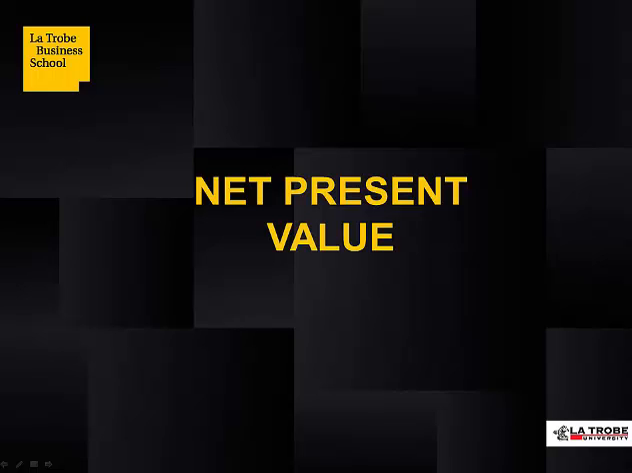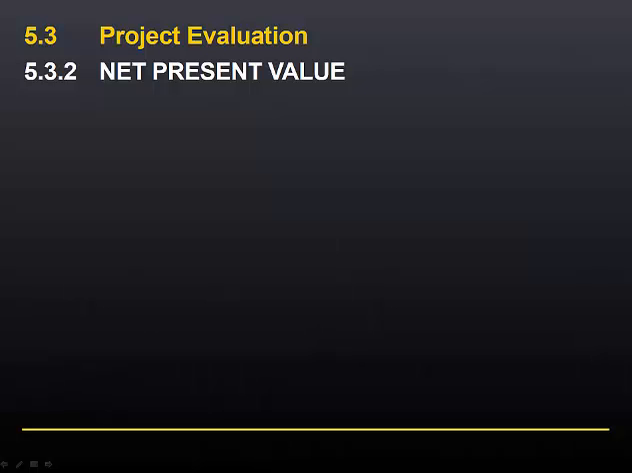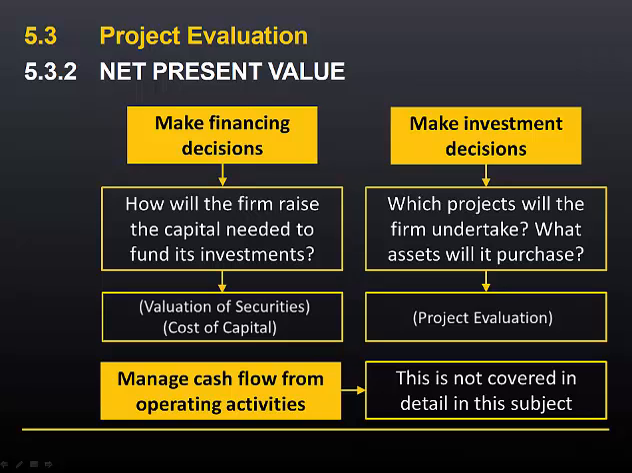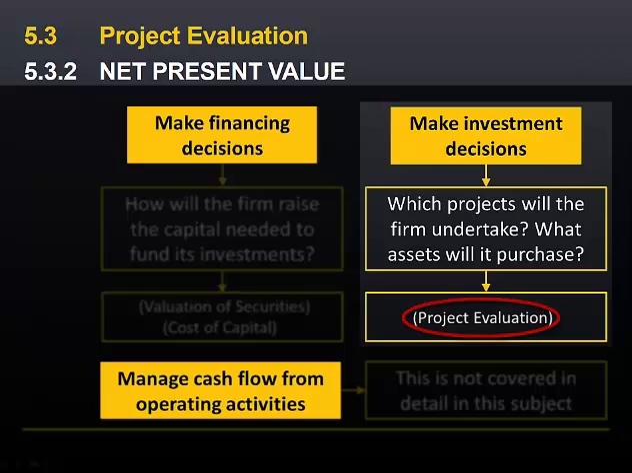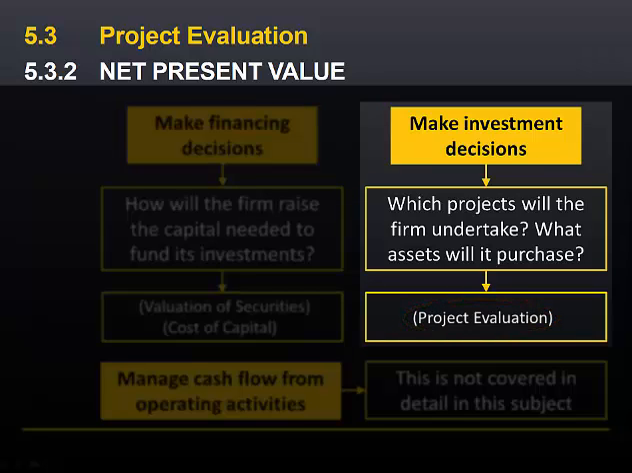Net present value. In topic 1, we noted that the financial manager has three main roles. One of these was to make investment decisions, which means to decide which assets or projects the firm will invest in. And we noted that this type of decision would be covered later in the semester when we look at project evaluation. There are two other important types of decision making, but the investment decision is the focus of this topic.